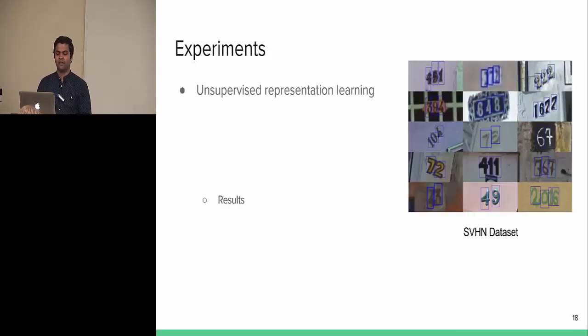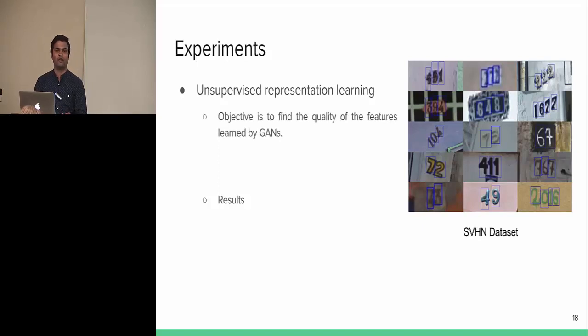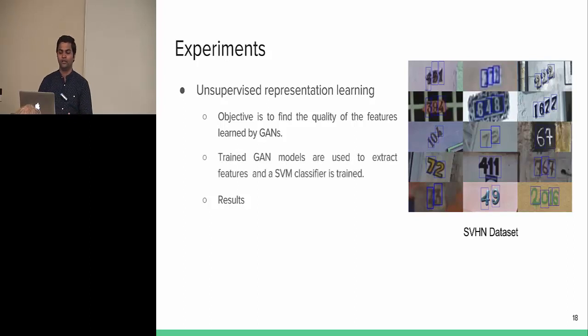And the final experiment that they have shown is the unsupervised representation learning, where they have used the SVHN dataset, which is the Google Street View dataset. So here the objective is to find the quality of the features that are learned by the GAN model. So the way you do it is you train a GAN model on this dataset and then extract features from it.